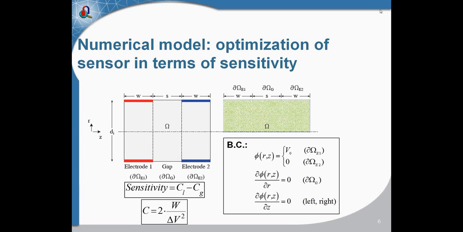Thereby, the sensitivity is defined as the difference in the capacitance when the sensor is purely filled with the liquid phase, or on the other hand, purely filled with the gas phase. However, in each case, the capacitance is calculated based on the stored energy, as you can see in the last box on the left side.